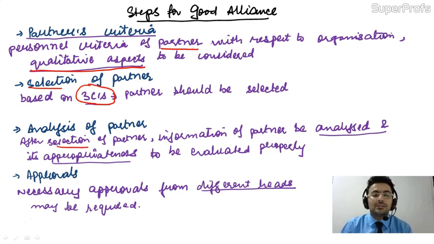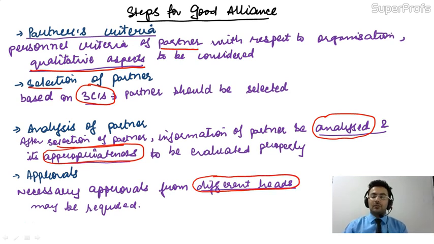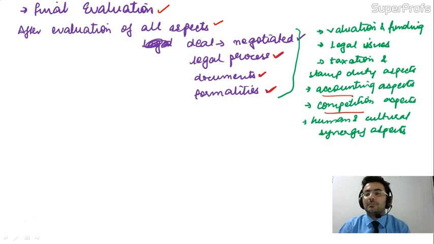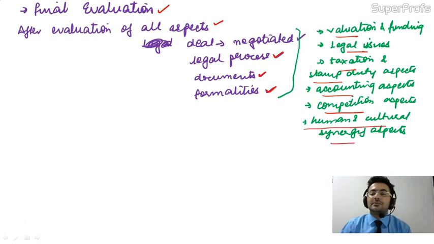After that, the selection will be totally based on the 3 C's which we have considered: compatibility, capability, and commitment. Analysis: once the selection has been done, you need to analyze the information provided by the partner itself and check its appropriateness, whether it is appropriate or not. Approvals: all the necessary approvals from different heads of the organization, from the regulatory bodies, or from wherever required, should be taken. Then it's the final evaluation of all aspects. When the deal is negotiated, the legal process is completed and documented formalities are done, after that some kind of final evaluation is done. Accounting aspects, competition aspects, stamp duties, taxation, legal issues, valuation, human and cultural aspects, all of them are considered in the final evaluation.